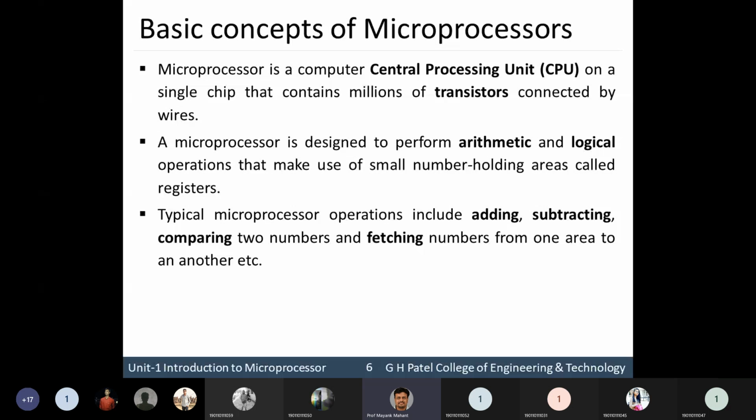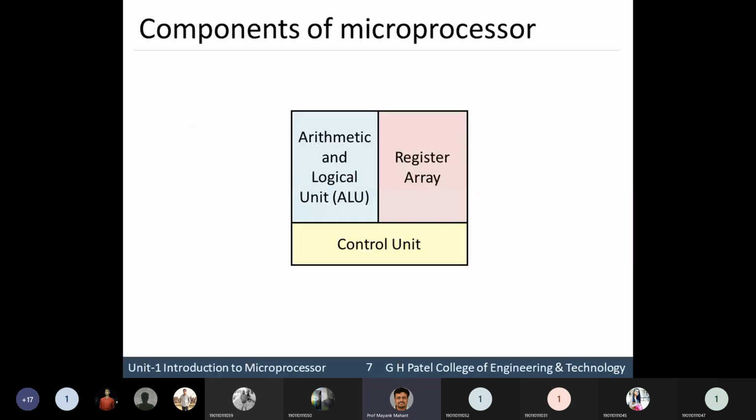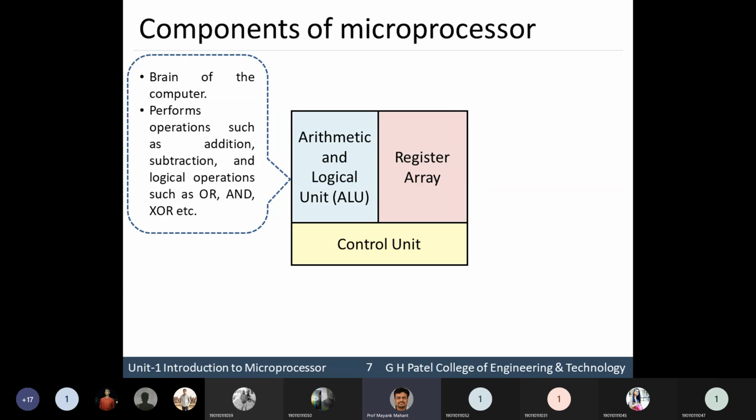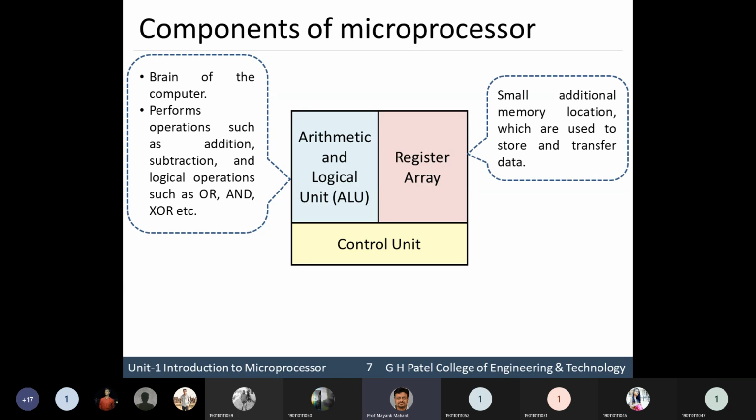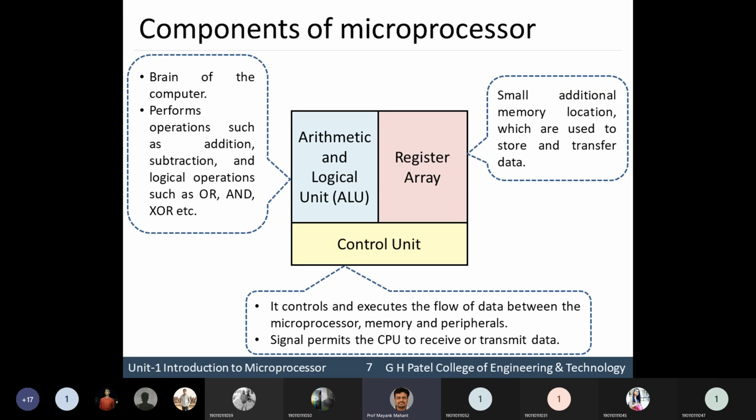The basic components of the microprocessor, as already discussed: there is an arithmetic and logic unit, which is actually the brain of your microprocessor. It performs operations such as addition, subtraction, and all the logic operations like AND, OR, NOR, etc. It takes help of a small memory area, which we call a register array, which is used to store and transfer the data. All this is performed with the help of a unit that we call the control unit.